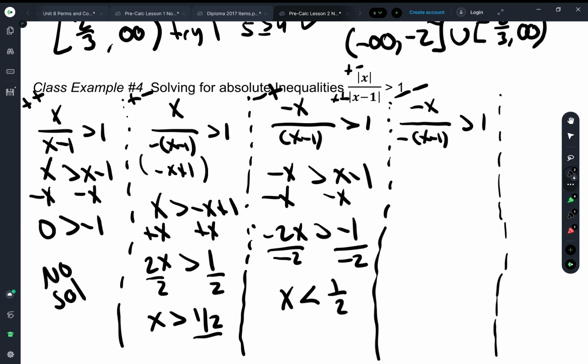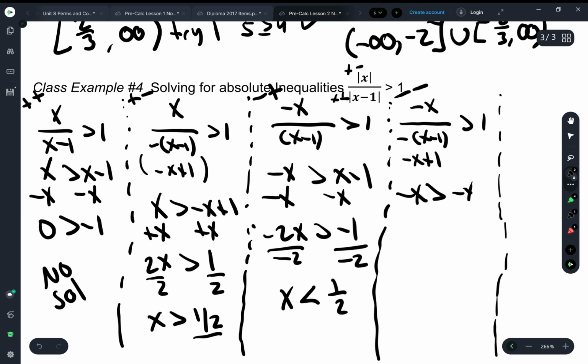This one you'll see when I do it again, this is again negative x plus 1. You push that over, you get negative x greater than negative x plus 1. The x's cancel again. It's the same situation on the other side. So that's a no solution.